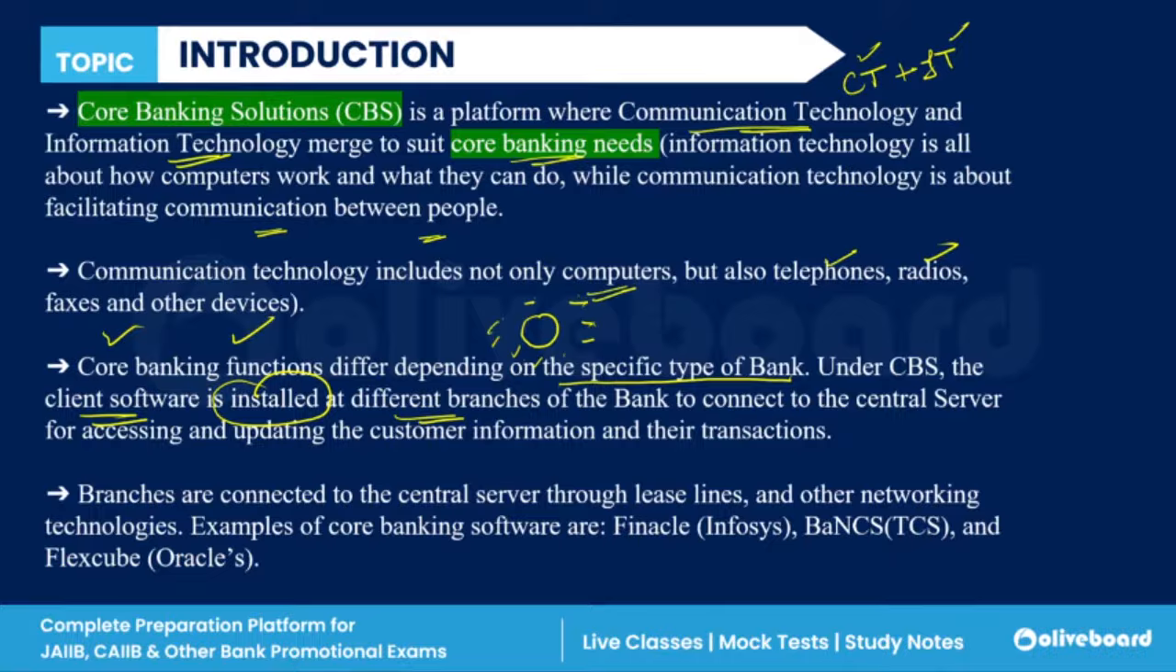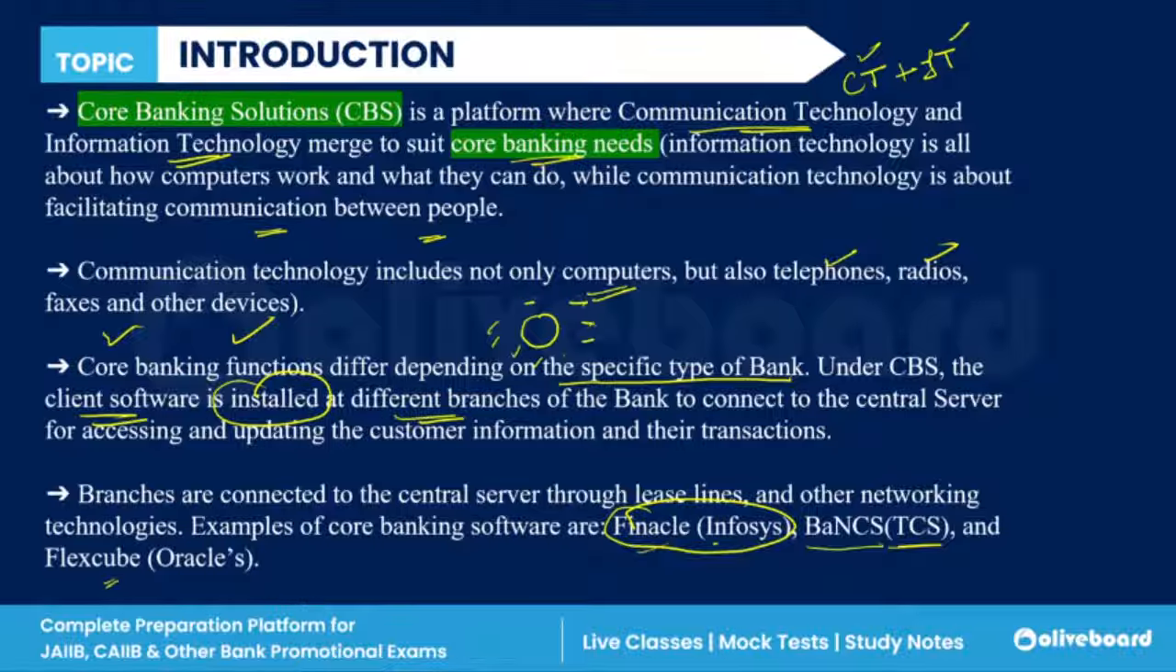The branches are connected to the central server through leased line and other networking technologies. Examples of core banking solutions: Finacle, used by Infosys; TCS uses BaNCS; and FlexCube is used by Oracle. Clear? Done? Okay, so this is the core banking solution.